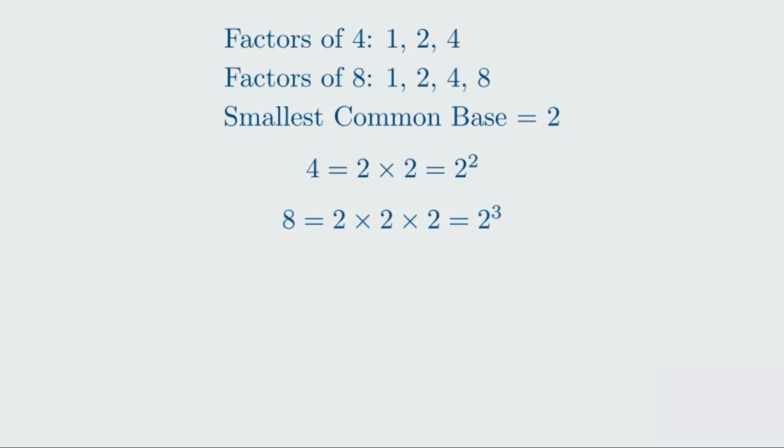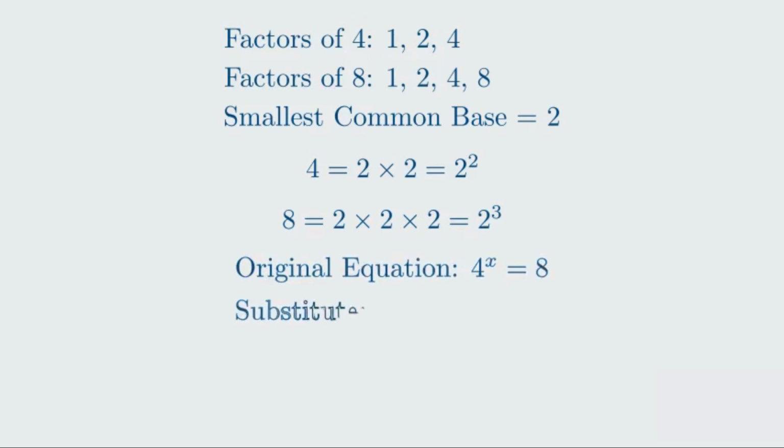Now we can substitute these expressions back into our original equation. Our original equation was 4 to the x equals 8. We'll replace 4 with 2 squared, and we'll replace 8 with 2 cubed. This gives us the new equation: 2 squared, all to the power of x equals 2 cubed. This looks much more manageable, wouldn't you say? We're almost there. Our equation is now 2 squared, all to the power of x equals 2 cubed.